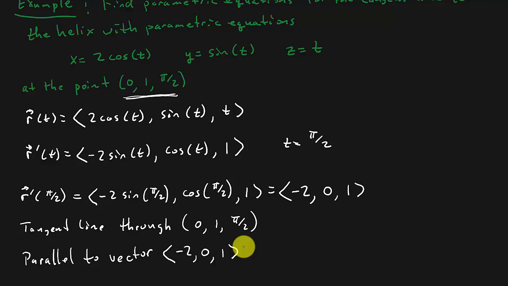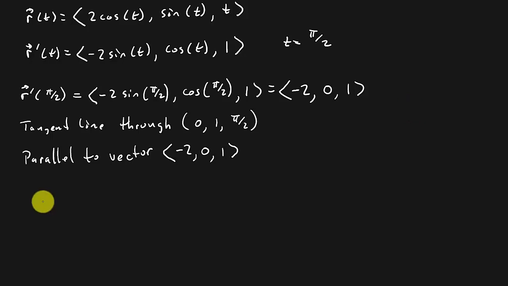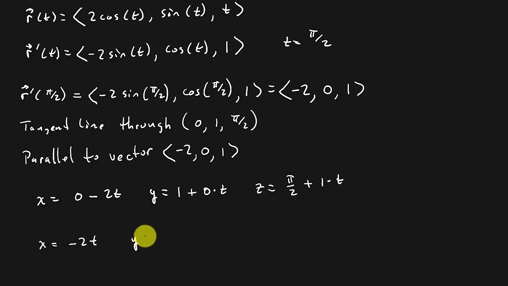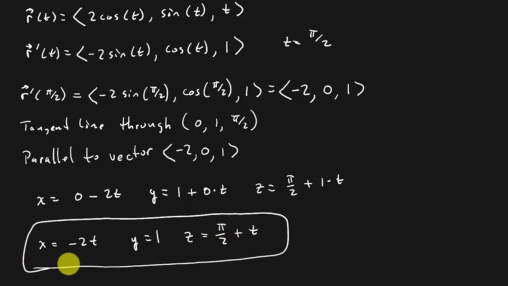All right. So now we're ready for our parametric equations. So we've got x is equal to, all right, so we've got the tangent line through this point. So remember, it's this coordinate 0 plus this number times t. So minus 2t. Y is equal to this coordinate 1 plus this 0 times t, and then z is equal to pi over 2 plus 1 times t. And so I get x is negative 2t, y is equal to 1, and z is equal to pi over 2 plus t. And there's your parametric equations for the tangent line.